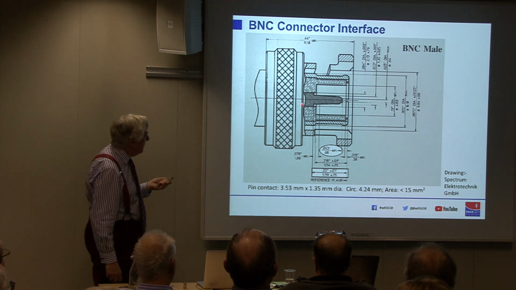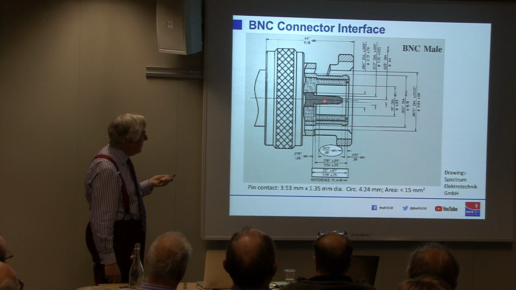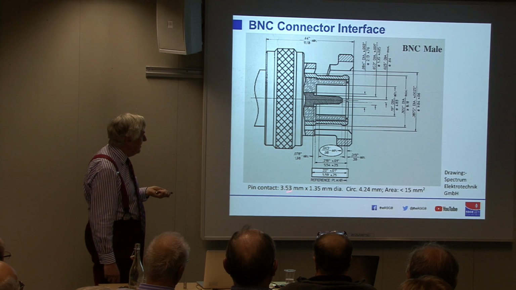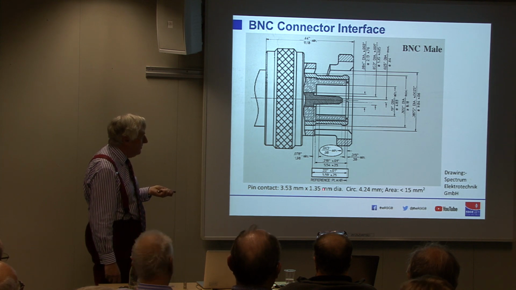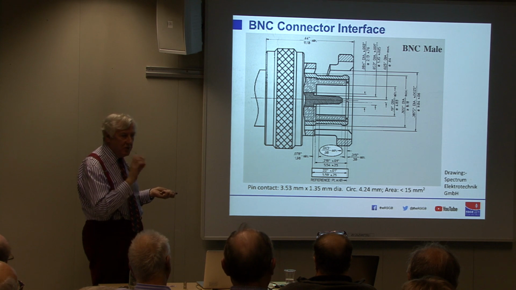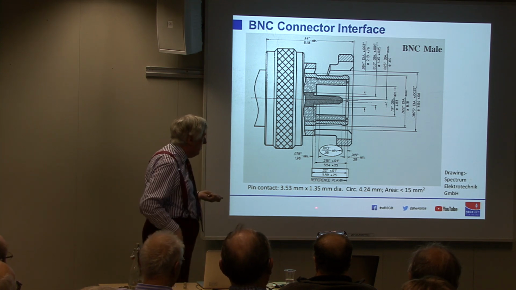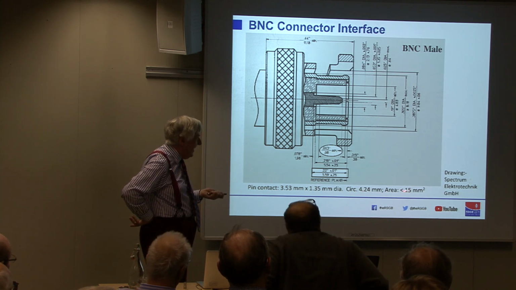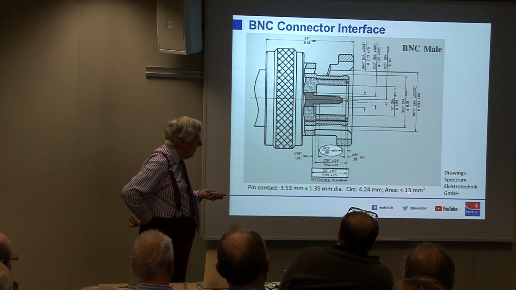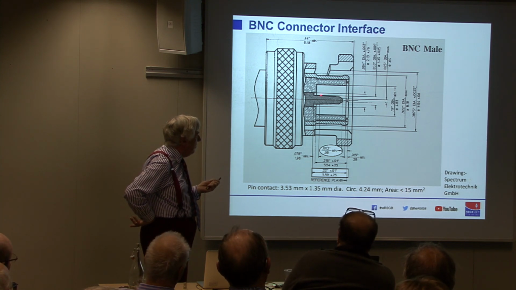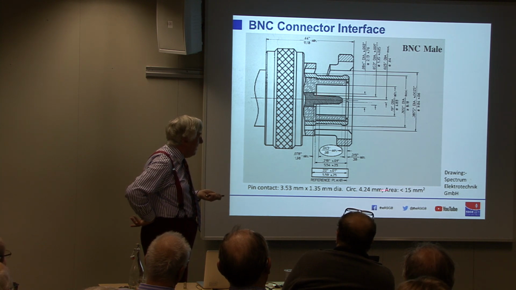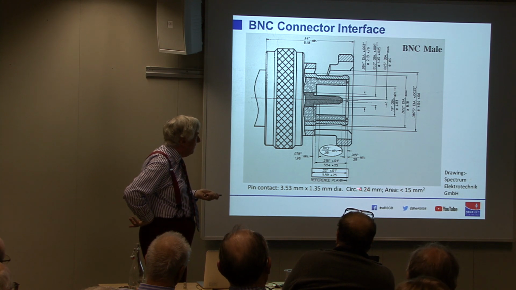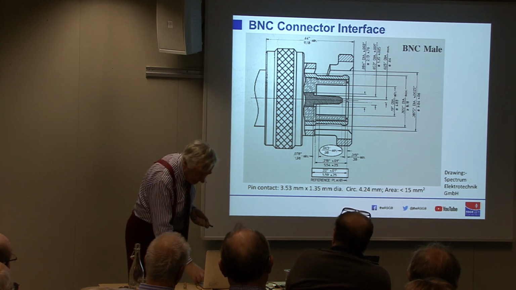If you look at the interface diagram for a BNC, you can see the pin contact. The maximum contact is 3.5 by 1.35 millimeters. Remember how tiny is the area through which the current is flowing, with skin depths of a few microns. And the circumference is 4.25 millimeters. Contact area is 15 millimeters squared. But in my opinion, that doesn't matter very much because, owing to the skin effect, you just go a little bit along the pin and then into the outer. So the actual area isn't what matters, it's the circumference of the pin that matters for power handling.